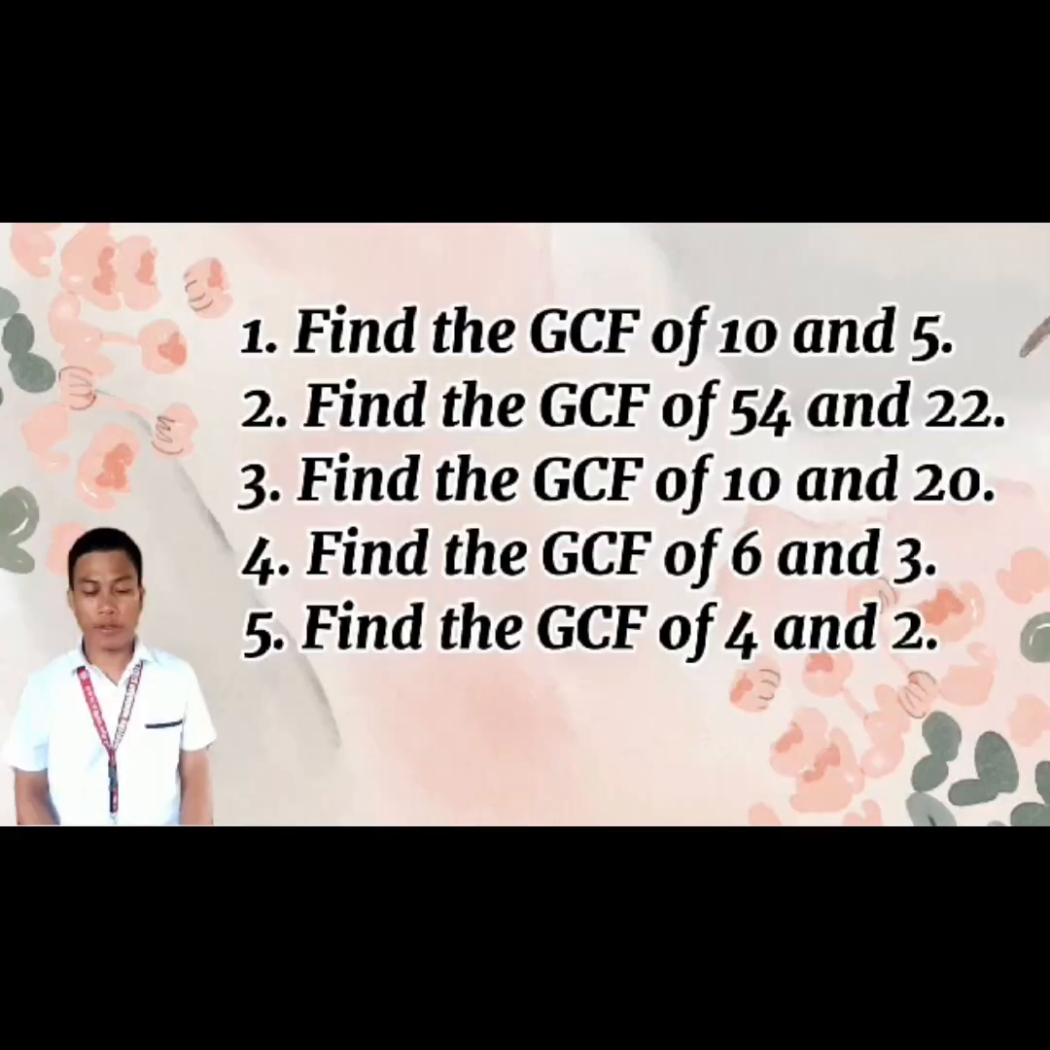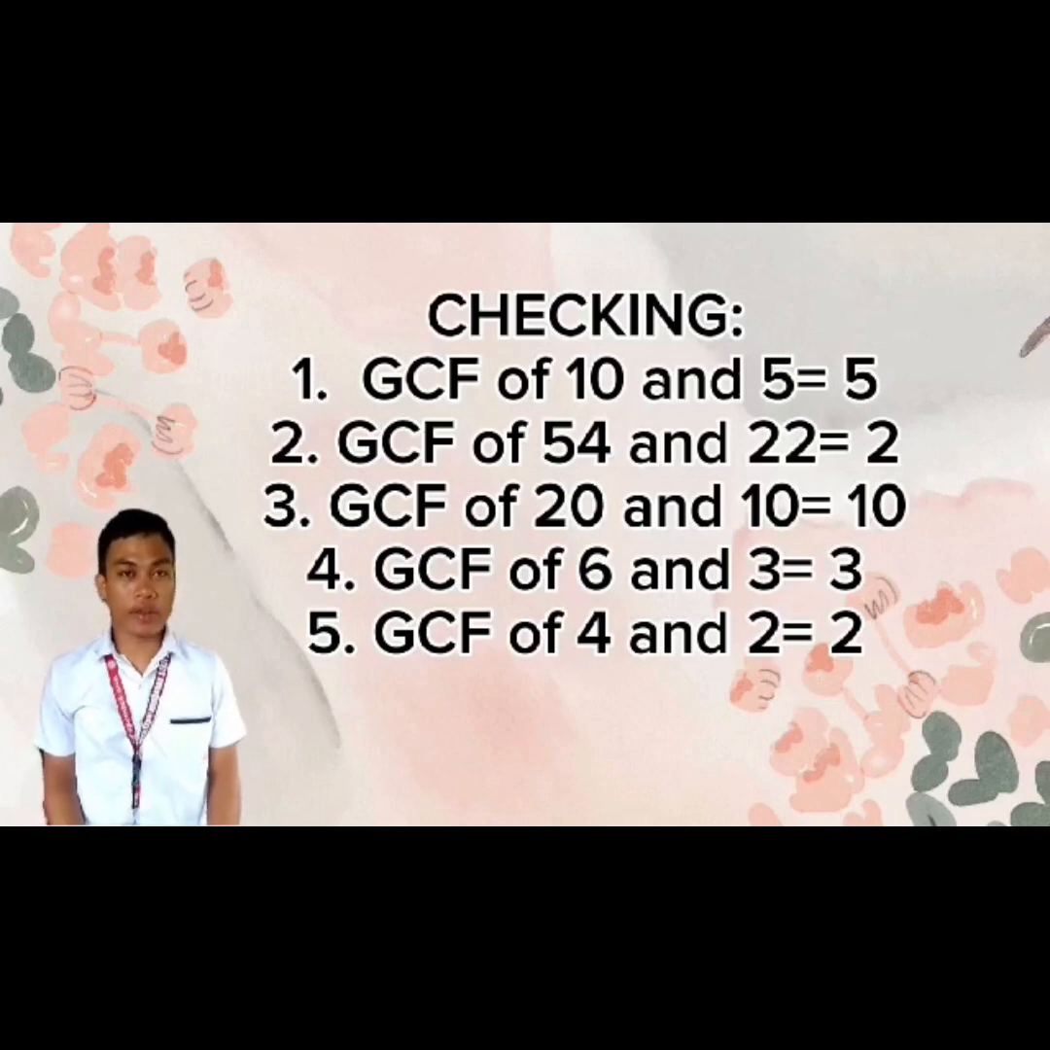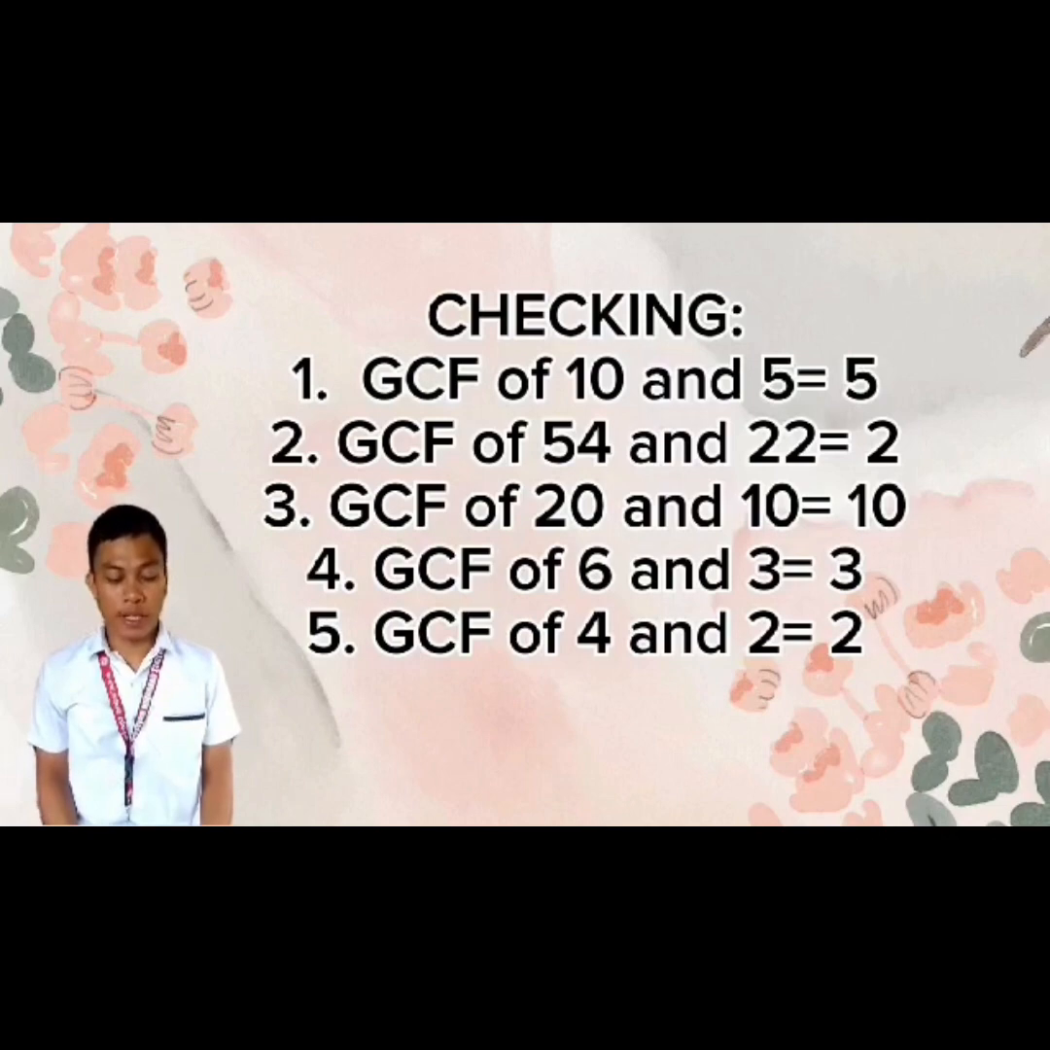Okay, let us check your output. Number 1, the greatest common factor of 10 and 5 is equal to 5. Number 2, the greatest common factor of 54 and 32 is 2. Number 3, the greatest common factor of 20 and 10 is equal to 10. Number 4, the greatest common factor of 6 and 3 is equal to 3. And lastly, number 5, the greatest common factor of 4 and 2 is equal to 2.